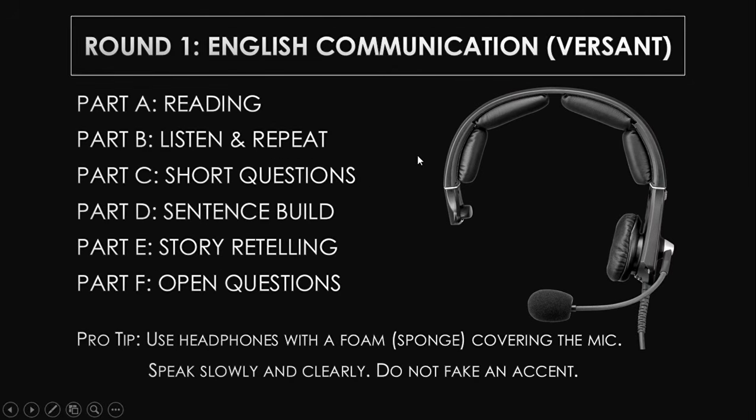Now let's first talk a little bit about the Versant round. As we already saw in the first video, it has 6 parts. I'll talk a little bit about all the parts in brief, and then we'll move on with the MCQ part. Now part 1 is reading.